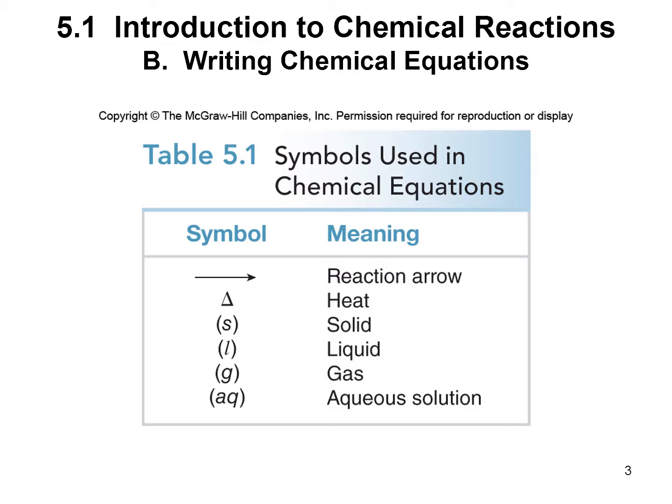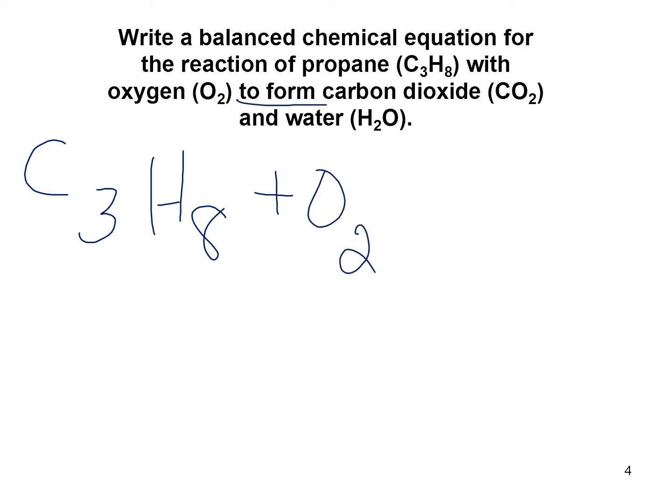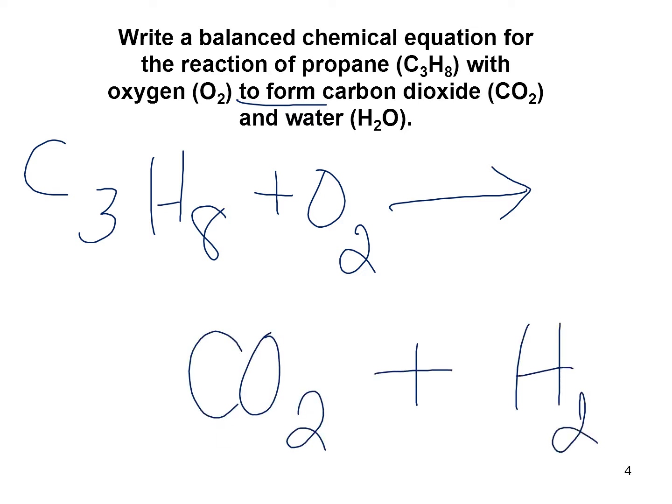Some of the things that are there, you have the reaction arrow, which I showed you. You have the states of matter that are shown too. So for instance, let me show you this one. The reaction of propane, C3H8, with oxygen, O2, forms, so anytime you see the "forms", there's an arrow. It's giving you carbon dioxide and water. So you put a plus sign between those.